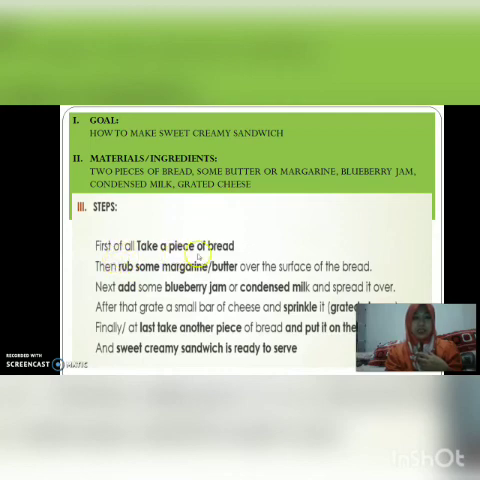First of all, take a piece of bread, then rub some margarine or butter over the surface of the bread. Next, add some blueberry jam or condensed milk and spread it over. After that, grate a small bar of cheese and sprinkle the grated cheese over. Finally, yeah, this is the time sequence, take another piece of bread and put it on the top. And the sweet creamy sandwich is ready to serve.